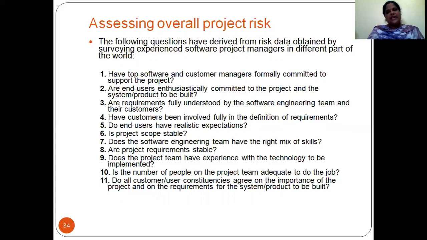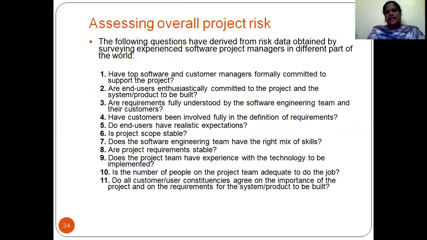Do end users have realistic expectations? Is the project scope stable? Does the software engineering team have the right mix of skills? Are the requirements stable, and does the project team have experience? Is the number of people in the project team adequate to do the job? Do all customers agree on the importance of the project and the requirements to be built?